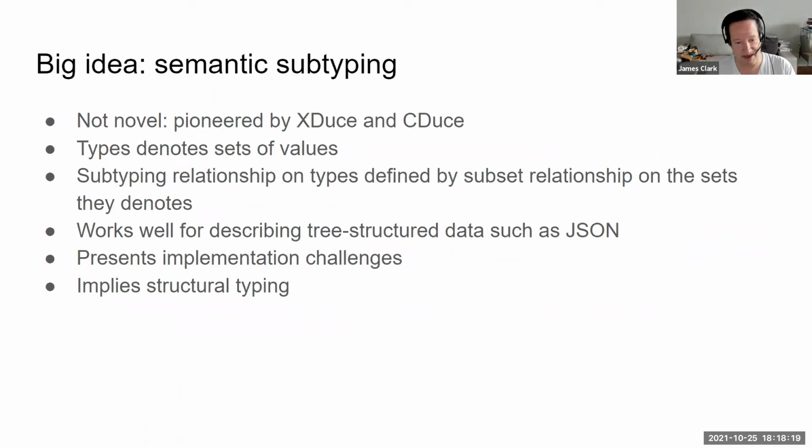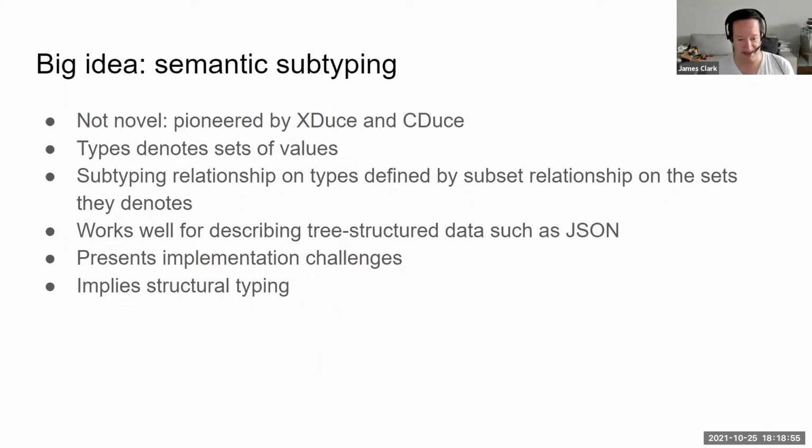So if there's one big idea in the type system, it's semantic subtyping, which is not a novel idea. XDuce is the language it's most well known for, and that's been taken further by CDuce. And Adrian was saying you like going through obscure papers. We have one obscure paper that we've heavily built on by a guy called Castagna in France, which explains how to do semantic subtyping.